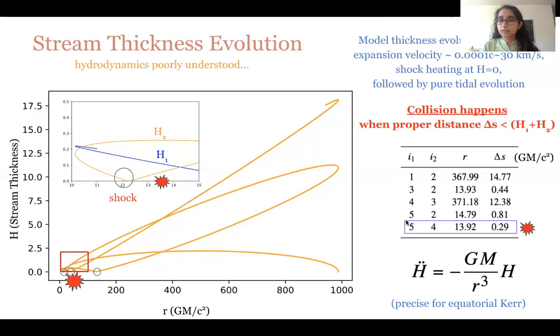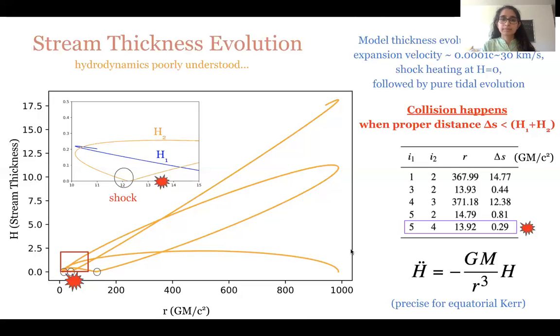Now let's move on to the collision point and see how we find that collision occurred over here. Well, if you zoom in on the place over here, you can see that the thickness of the first intersecting half orbit is around 0.15, and the thickness of the second one is around 0.25. If you add h1 plus h2, 0.15 plus 0.25, you get 0.4, which is of course higher than the proper distance, 0.29. Since h1 plus h2 is higher than delta S, we have a collision, and that's the answer.